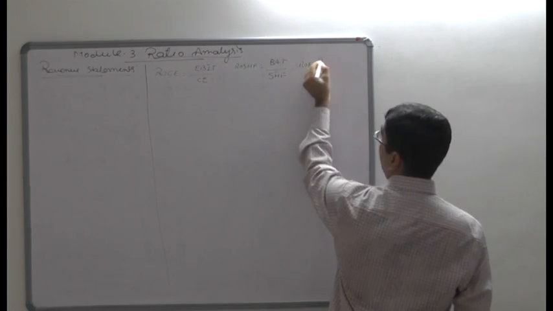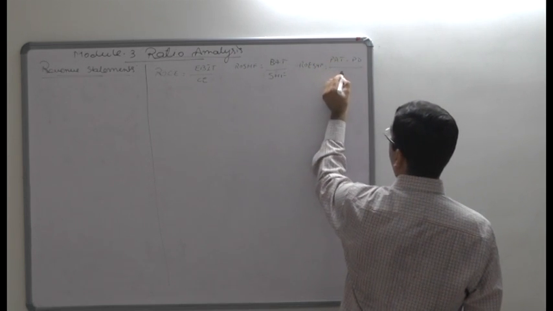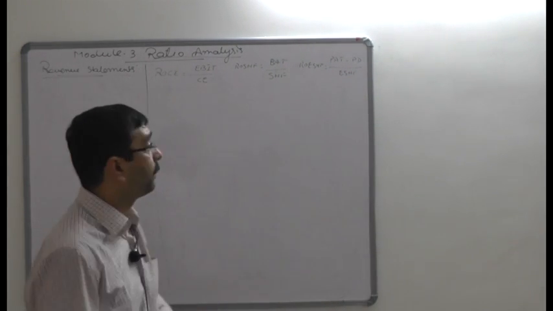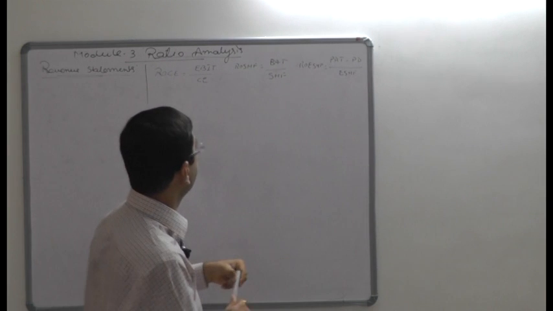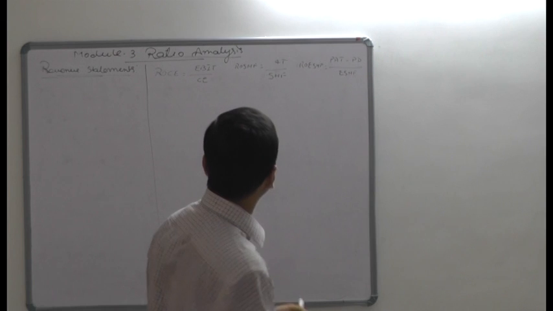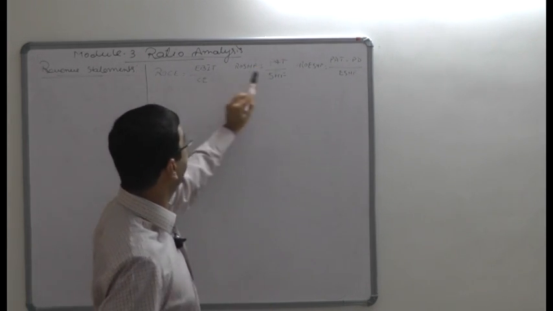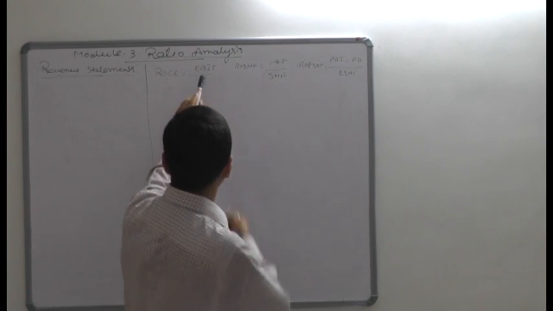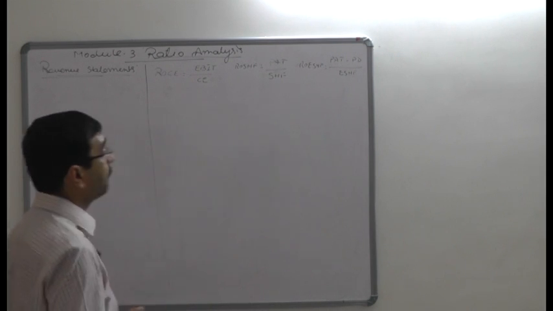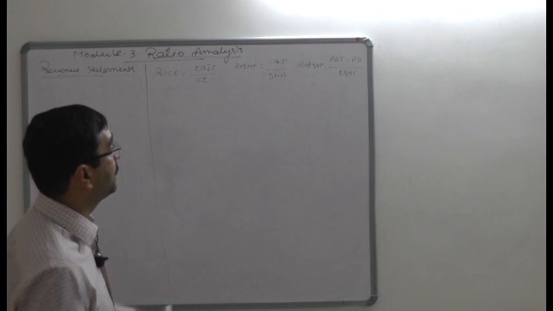The formula is PAT minus preference dividend, divided by equity shareholders fund. So there are three formulas. If you are going to refer to all these three formulas, then certain values are given. This is PAT, profit after tax. So there are three different profits you need. One is EBIT, then profit after tax, and another is profit after tax minus preference dividend. So ultimately you need three layers of profit to calculate all these three ratios.